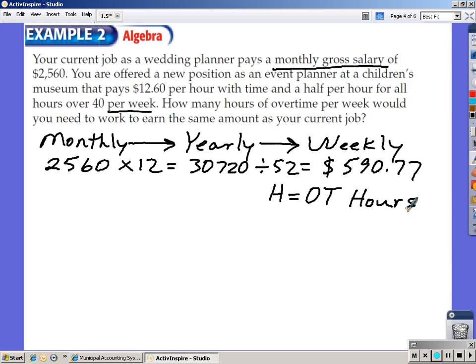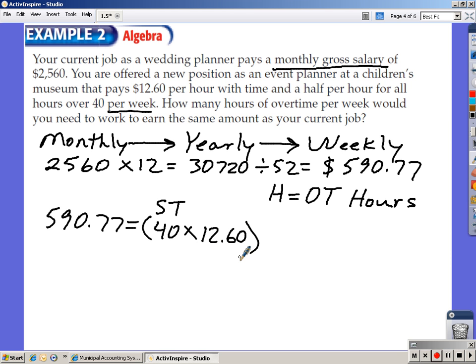Set up my formula. I need to make at least $590.77. I have to recall previous formulas from other lessons. Straight time plus overtime pay equals total pay. That's the formula that I'm going to be using here. So figure out what my straight time is. In order to find straight time, I work 40 hours and I get paid $12.60 an hour.